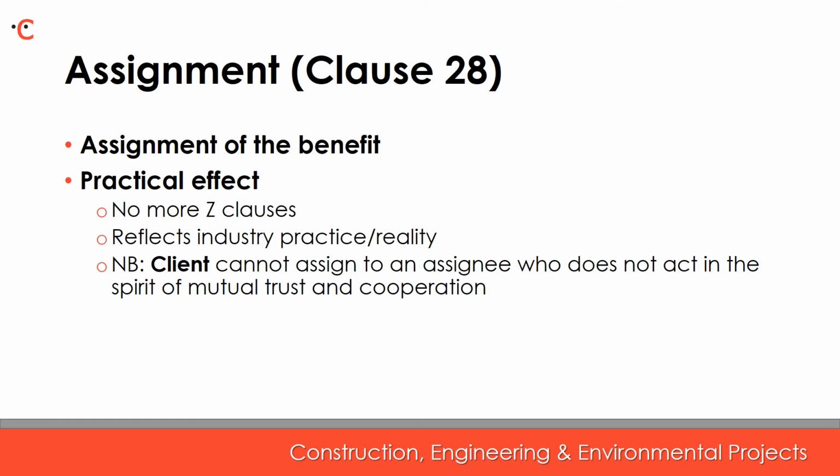Now to assignment. The parties are now expressly permitted to assign the benefit of the contract. This is Core Clause 28. Note that this allows either party to transfer the benefit of the contract, but they cannot transfer the burden. Under English law, this can only be done by way of novation. The assignment provision maintains the spirit of mutual trust and cooperation, which is now in Clause 10.2.